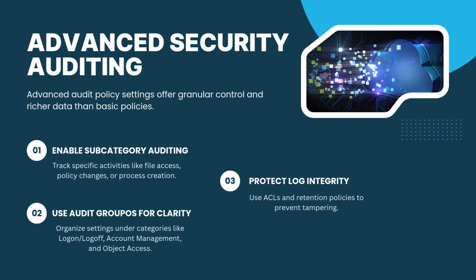With subcategory auditing enabled, administrators can track highly specific activities like privilege use, object access, and policy changes, allowing them to detect suspicious or unauthorized behavior with pinpoint accuracy. Using audit groups for clarity keeps logs organized by function, such as logon events or account management, making analysis much easier. To maintain the integrity of audit data, configure access controls and retention policies that prevent tampering or premature deletion. These advanced settings make it possible to fine-tune your auditing practices and extract meaningful insights from event data.